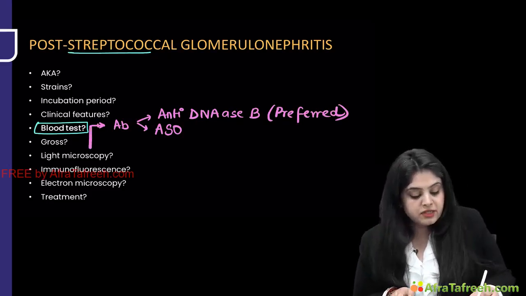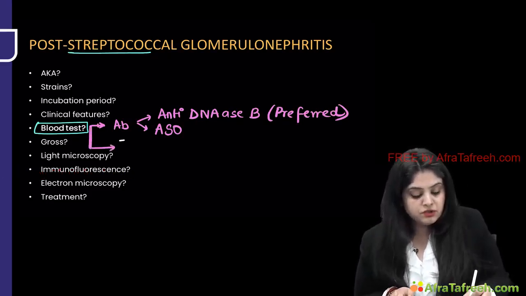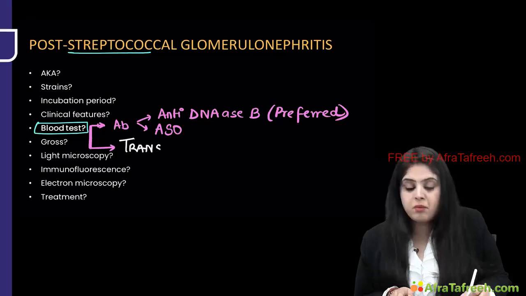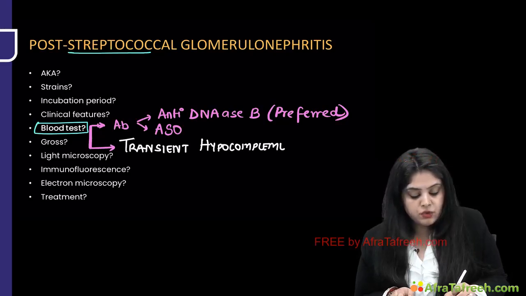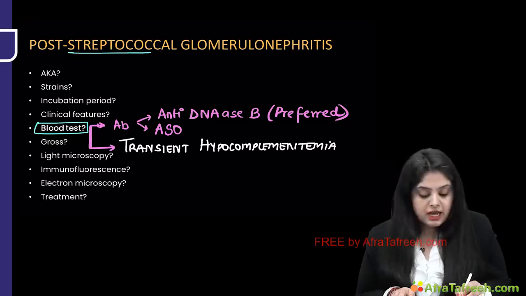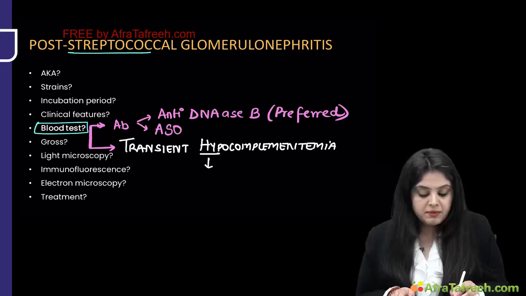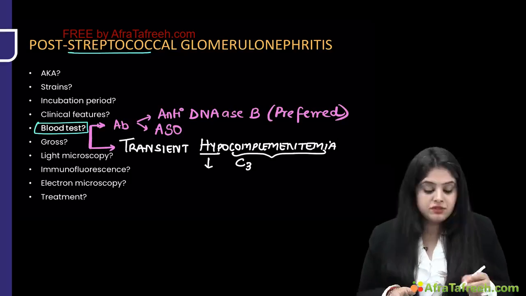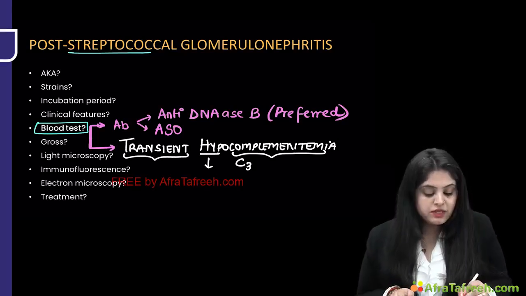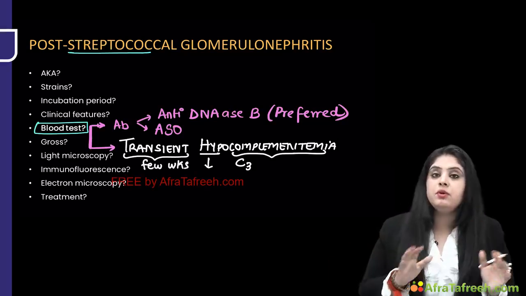What is the second blood test you'll do? Remember, these patients show you a very, very important concept called transient hypocomplementemia, which means hypo means less: complement proteins are going to be decreased, especially C3. All of them go down, especially C3, and this happens very transiently, only for a few weeks. After that, they will automatically come back to normal.